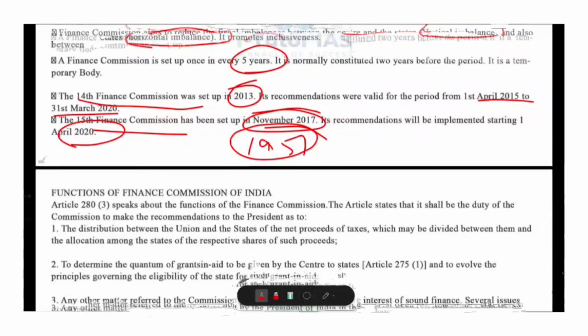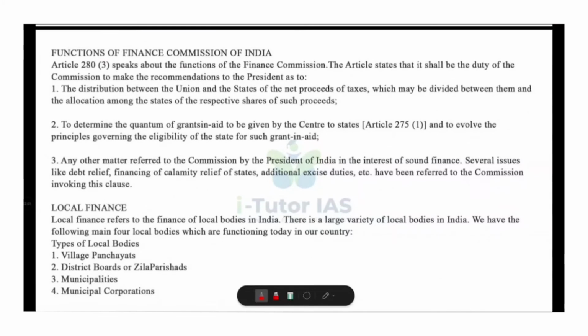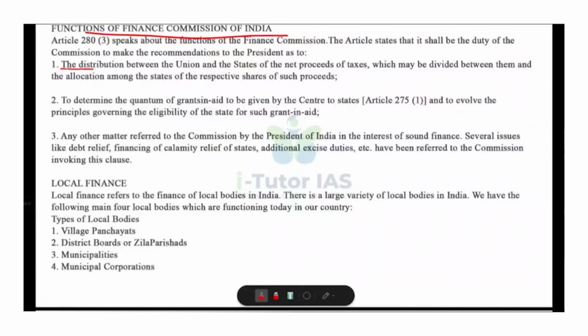Now functions of Finance Commission of India under Article 280. Article 280 Clause 3 of the Constitution lists the duties or functions of the Finance Commission. The Commission submits its recommendation to the President on the following things. What are they? The distribution of taxes between the Union and State. So it recommends how the net proceeds of divisible taxes should be shared between the Union and the State, that is vertical distribution, and also among the states themselves, that is horizontal distribution.